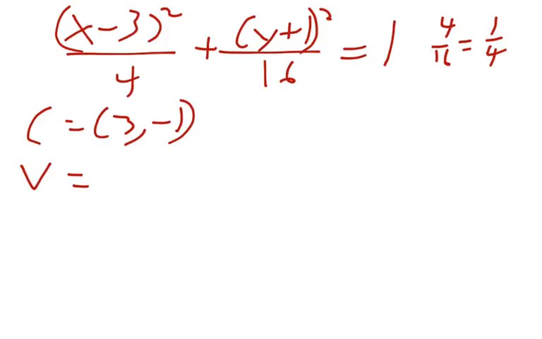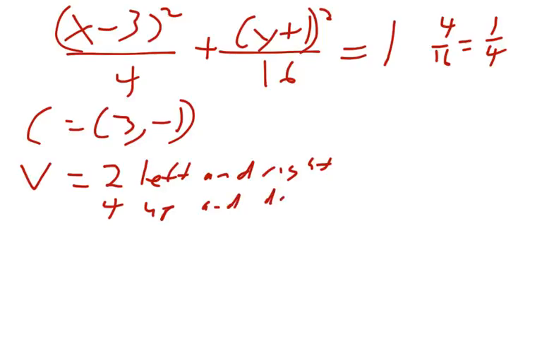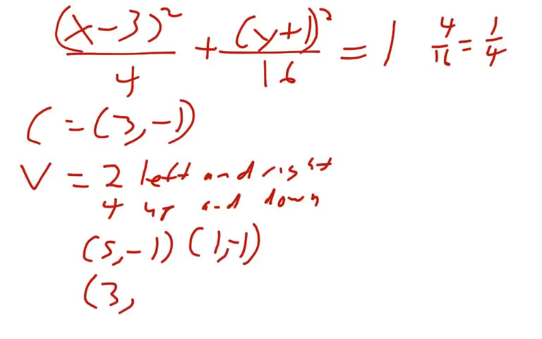So for the vertices, we're going to go 2 left and right, 4 up and down. So that gives us a grand total of, let's see, if we went 2 left and right, that would be 5, negative 1, and 1, negative 1. So that changed by 2, and up 4 and down 4 means the 3 stays the same. Negative 1 plus 4 is 3, and 3 stayed the same, and negative 1 minus 4 is negative 5.